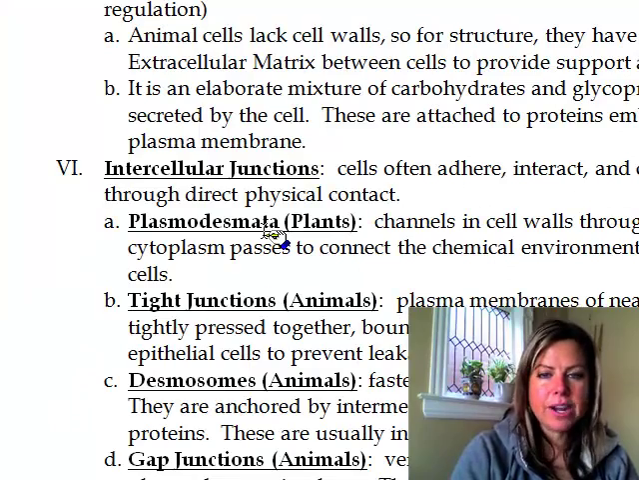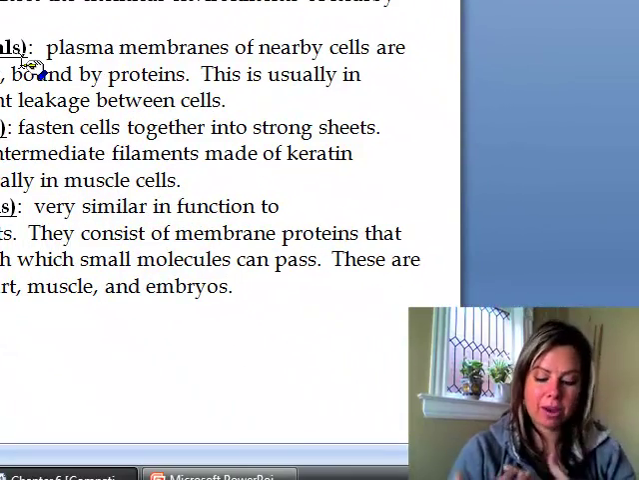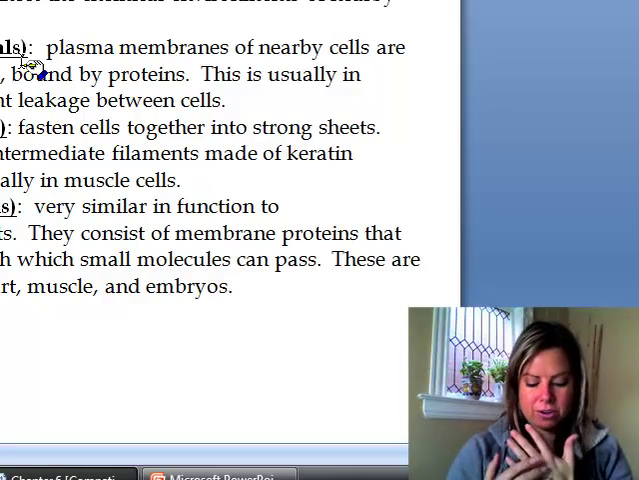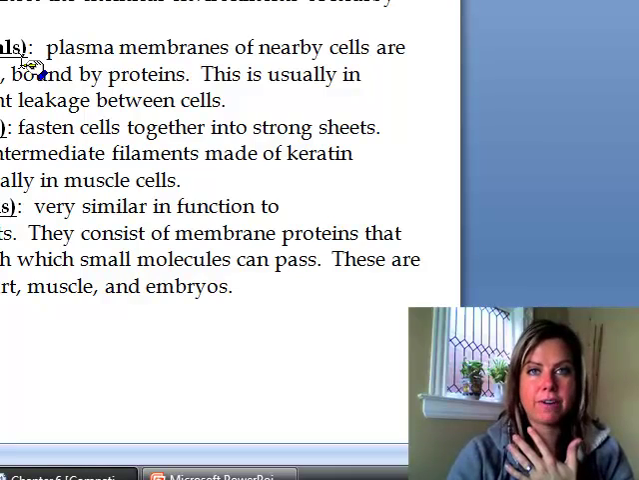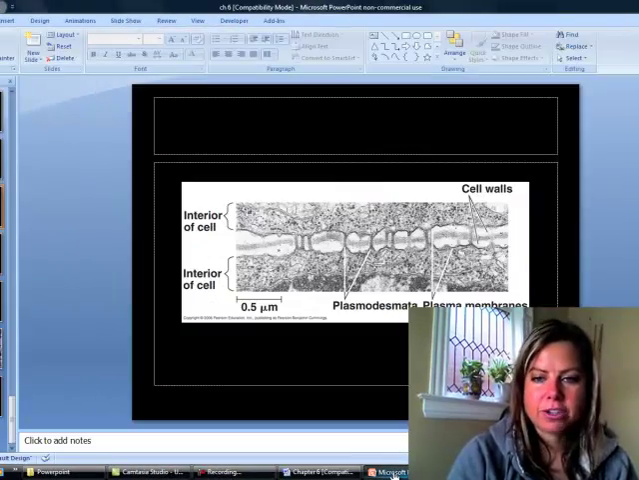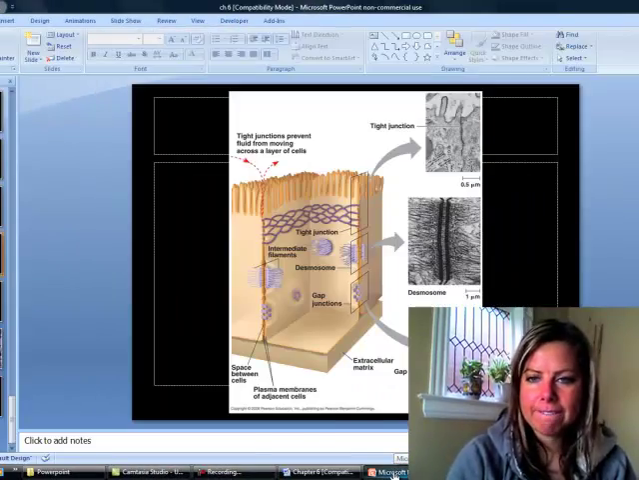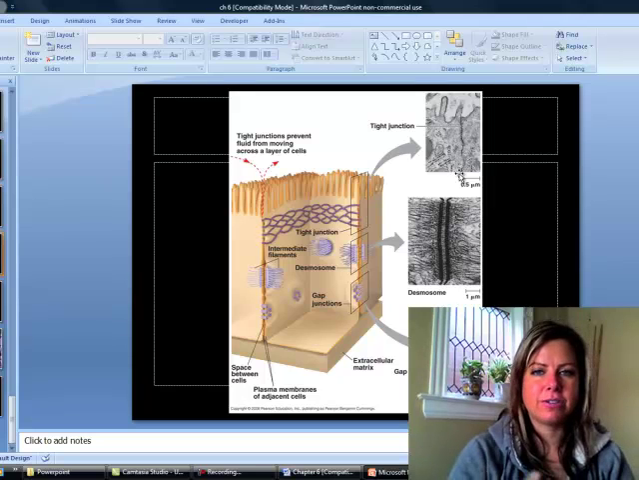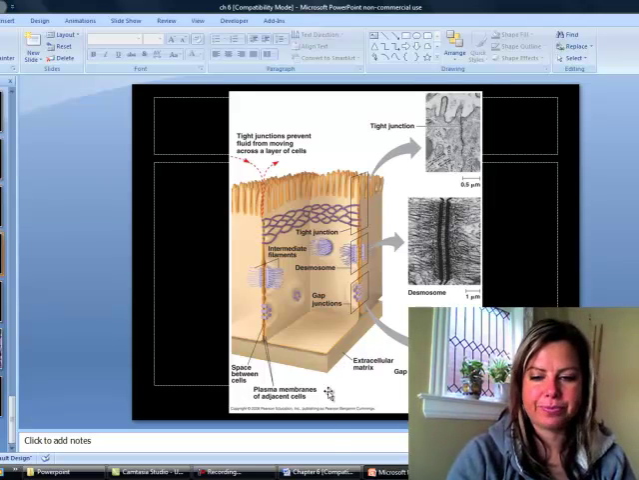Then the next one are going to be tight junctions, and tight junctions are going to be like what you have in your skin cells here, and very, very tightly pressed together cells, and that allows you not to lose a lot of moisture to the environment. So like your epithelial cells in your skin are going to have tight junctions. And there is a picture of a tight junction right here. So here's a cell, and then here's a cell, and then in between is that tight junction. So very, very tight together.